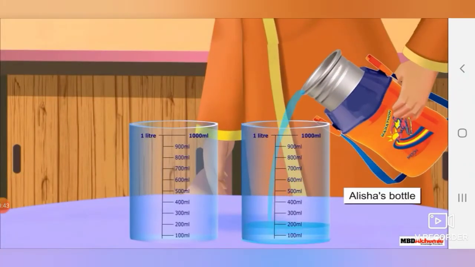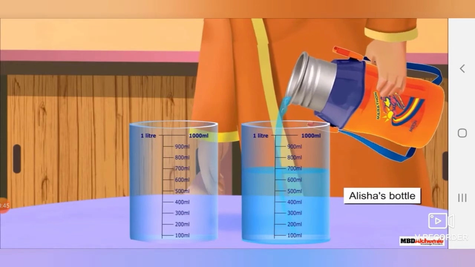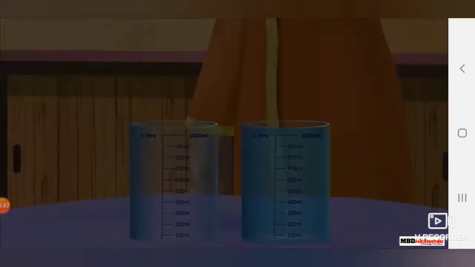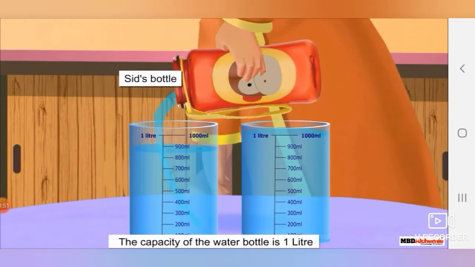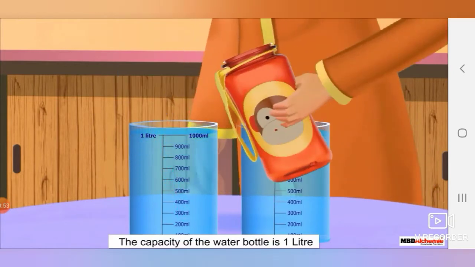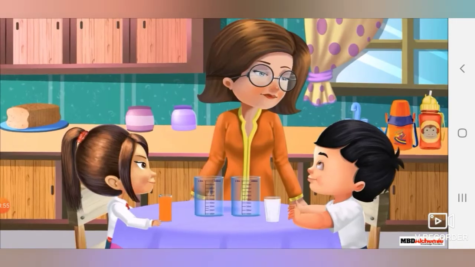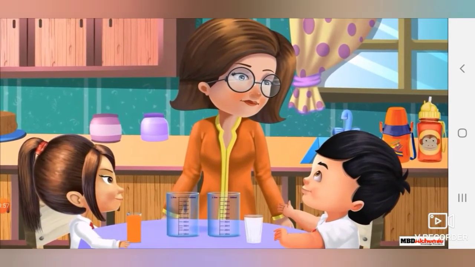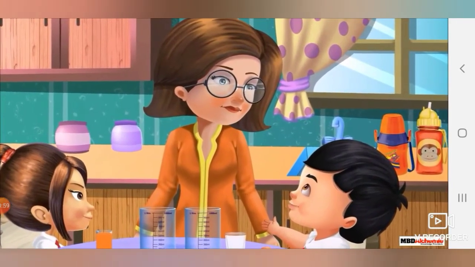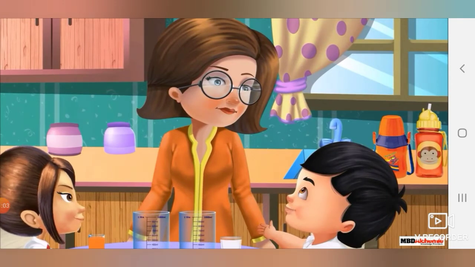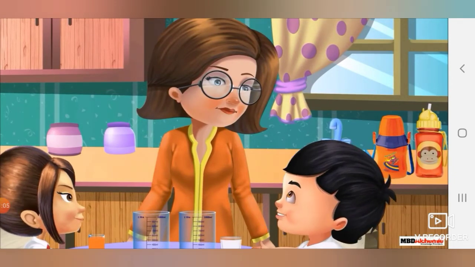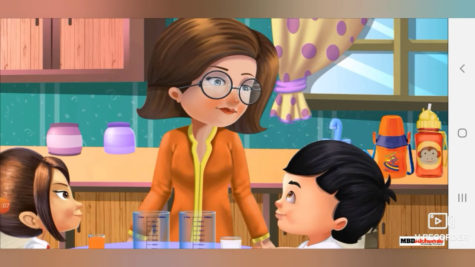Mother poured all the water from both the bottles to two 1-liter measuring jugs, and then showed them that the quantity of water is same in both the jugs. Then Sid said, "Wow, Mom, this is a good tool to measure the exact capacity of the bottles. Can I measure the quantity of milk I drink in the morning?"